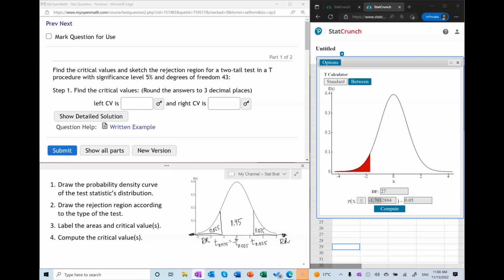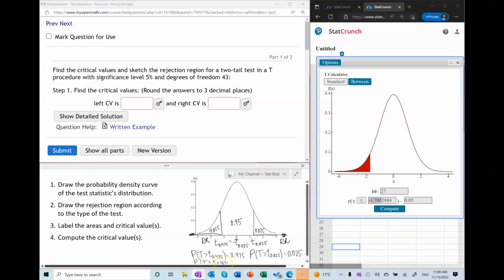Now, to find the right critical value, we're going to use the fact that the probability of t being greater than t sub 0.025 is equal to 0.025. And to find the left critical value, we can just take the opposite of the right critical value, or we can use the fact that the probability of t being greater than t sub 0.975 is equal to 0.975. Or alternatively, we can use the fact that the probability of t being less than t sub 0.975 is equal to 0.025. I hope you can see that. One way or another, we're going to find the left critical value.